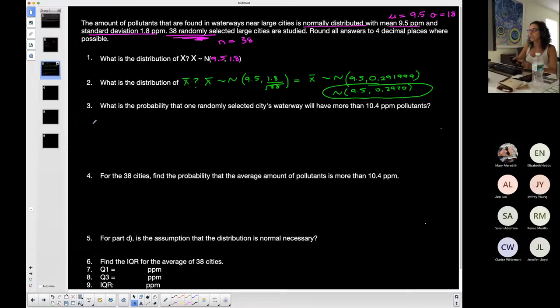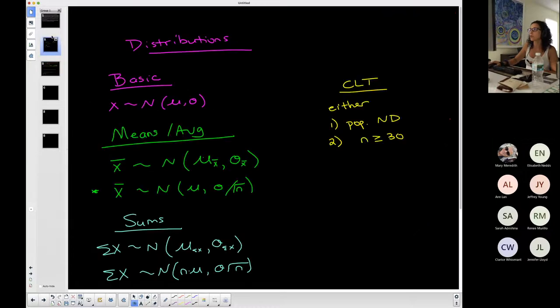The reason that I did the square root of n is because it's the formula for the standard deviation of the distribution of the means. Then is there a way to get that besides the square root, though?